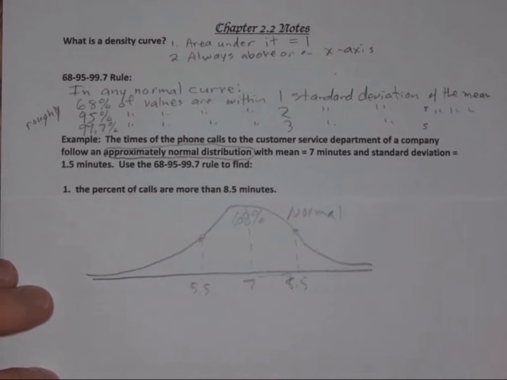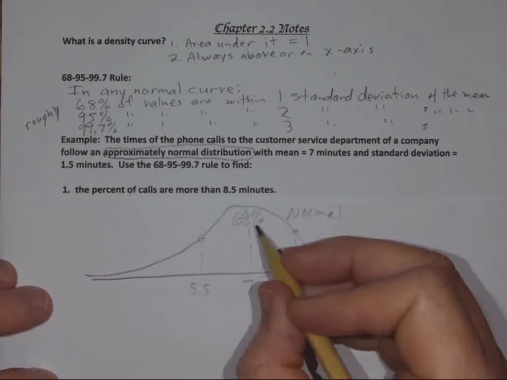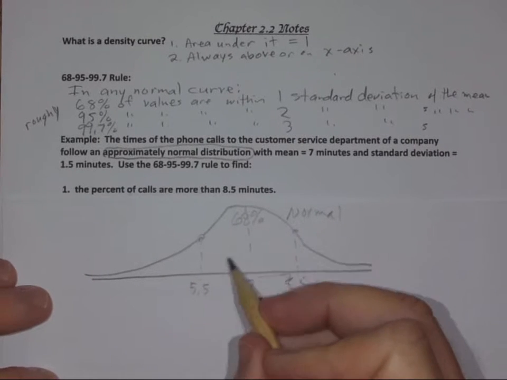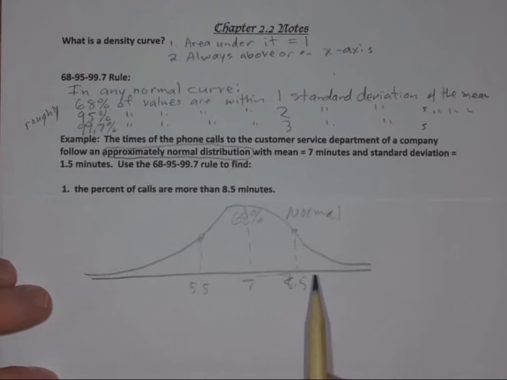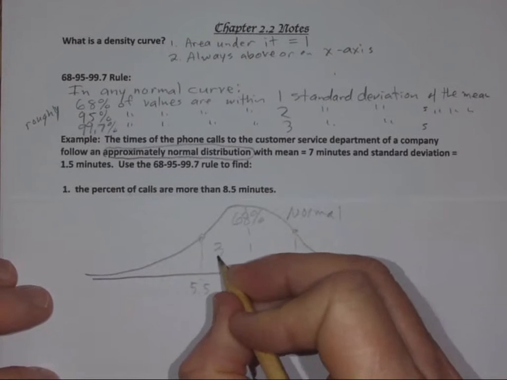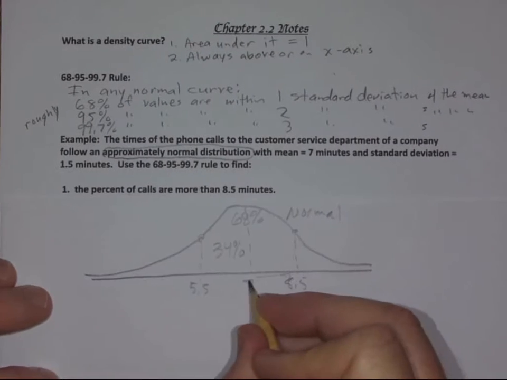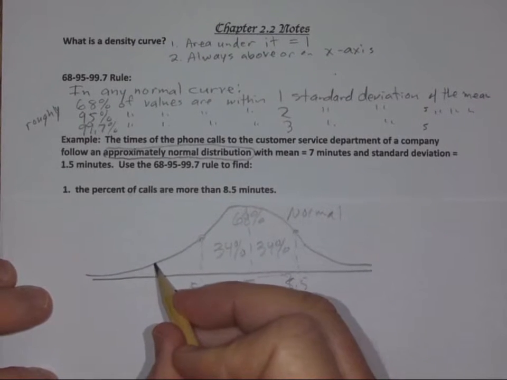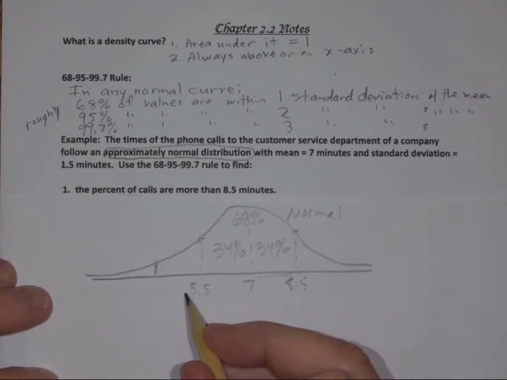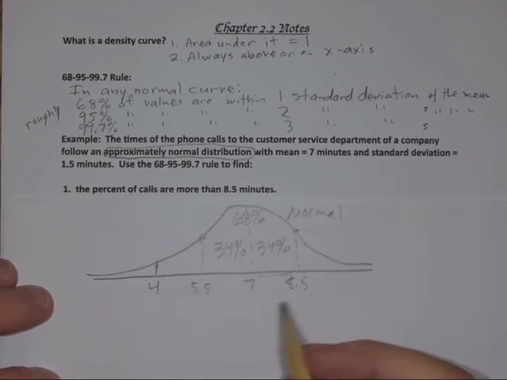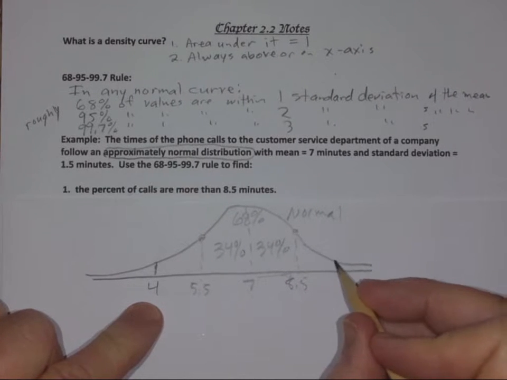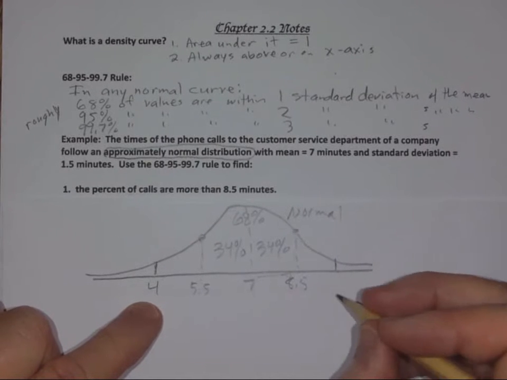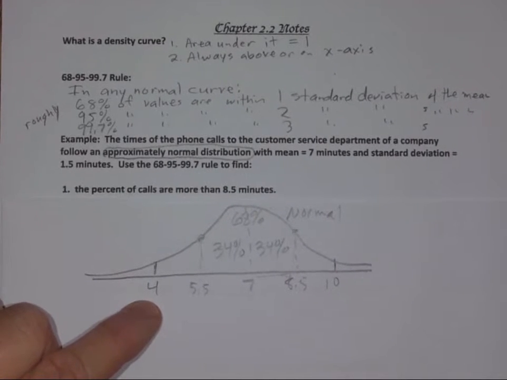So what I'm going to do to solve these problems is find the area of each of these sectors so I can answer various questions about it. If 68% is from here to here, and this curve is perfectly symmetrical, then if I divide that by 2, 34% is between 5.5 and 7, and 34% is between 7 and 8.5. Then if I go out 2 standard deviations, minus 1.5 again, that would be 4. So that would be 2 standard deviations below the mean. 2 standard deviations above the mean is going to be 10.